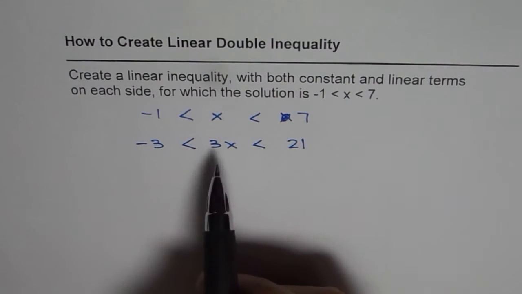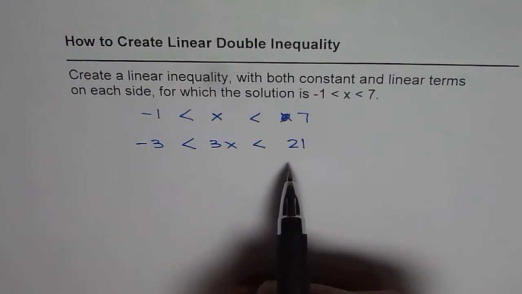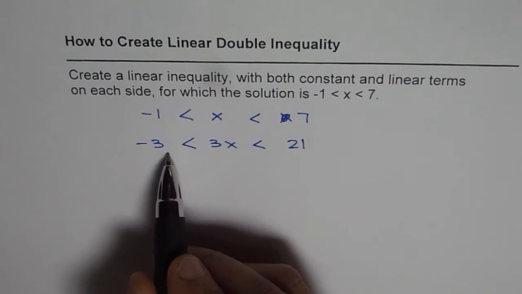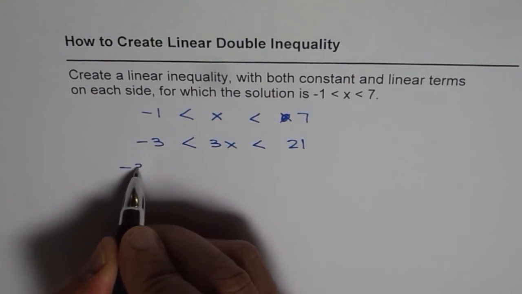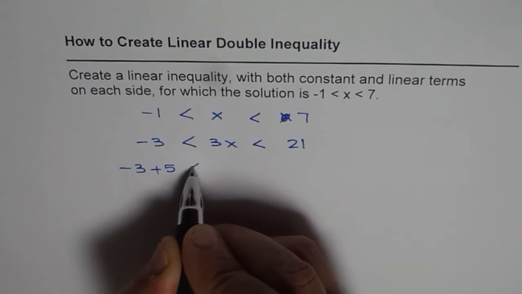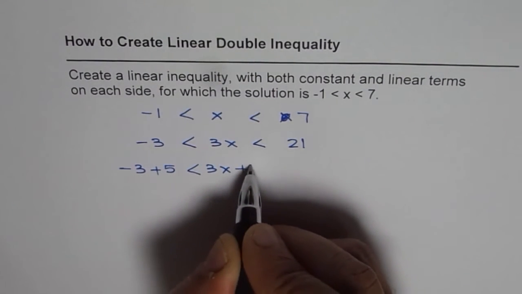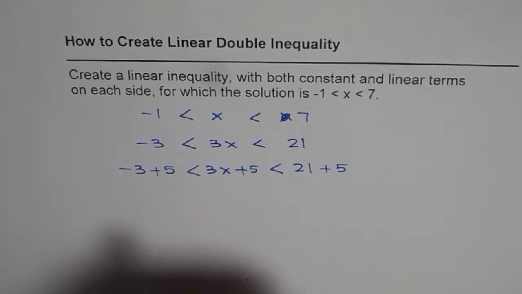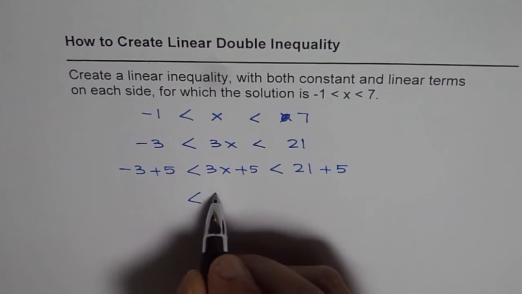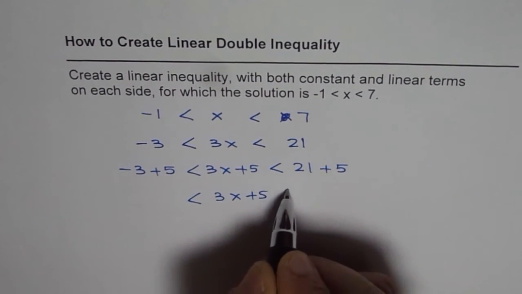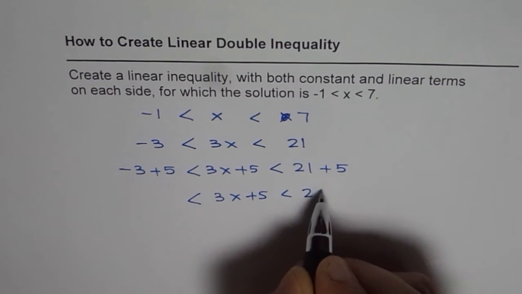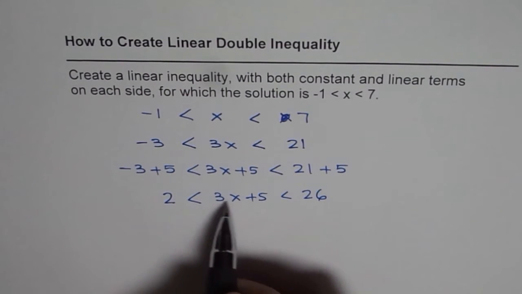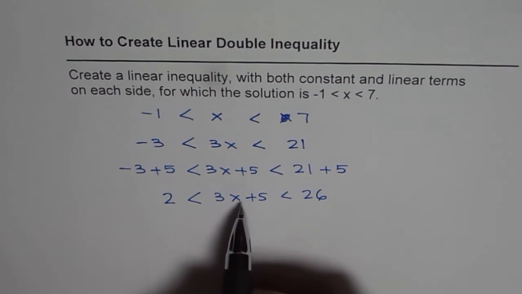And now we can add or subtract some number, right? So if I add, let us say, the number 5, for example, then I get minus 3 plus 5 is less than 3x plus 5 is less than 21 plus 5. And that gives us 2 is less than 3x plus 5 is less than 21 plus 5, which is 26. So 3x plus 5 becomes a linear term.